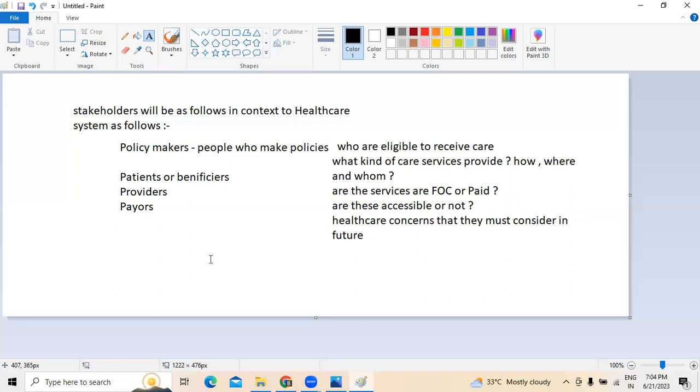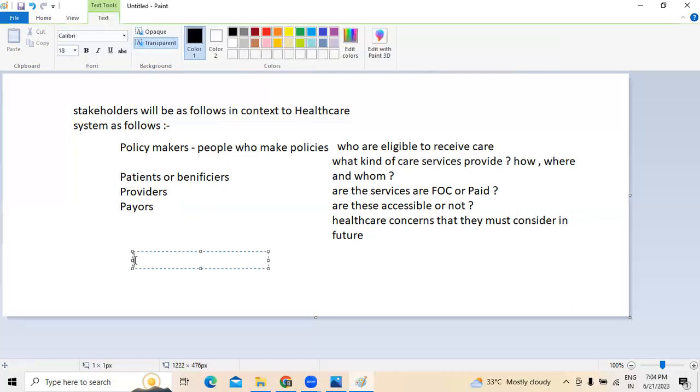Now, you can write down some points on a simple note about what these four people do, or otherwise take a screenshot. Policymakers are the people who take care of context setting. This is point one.